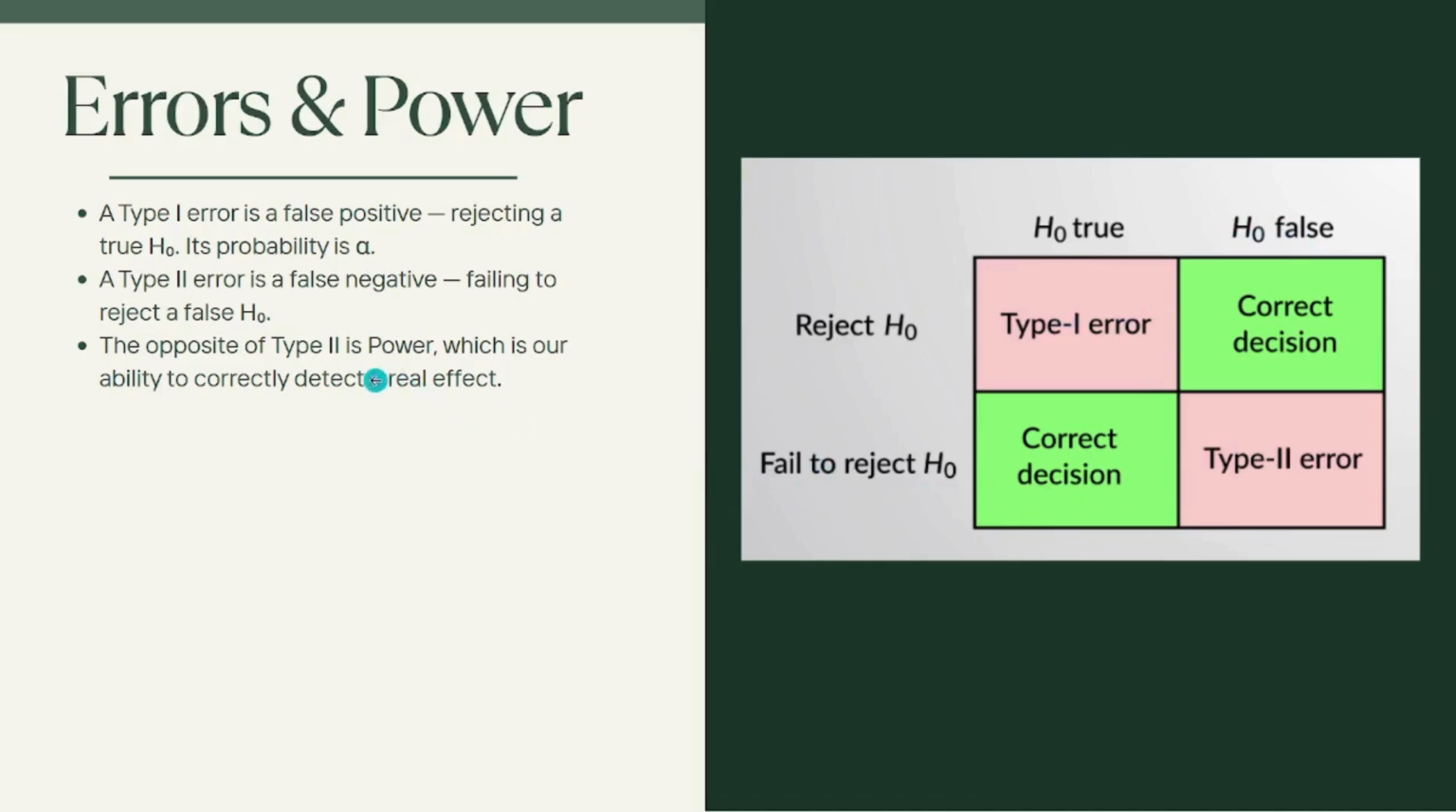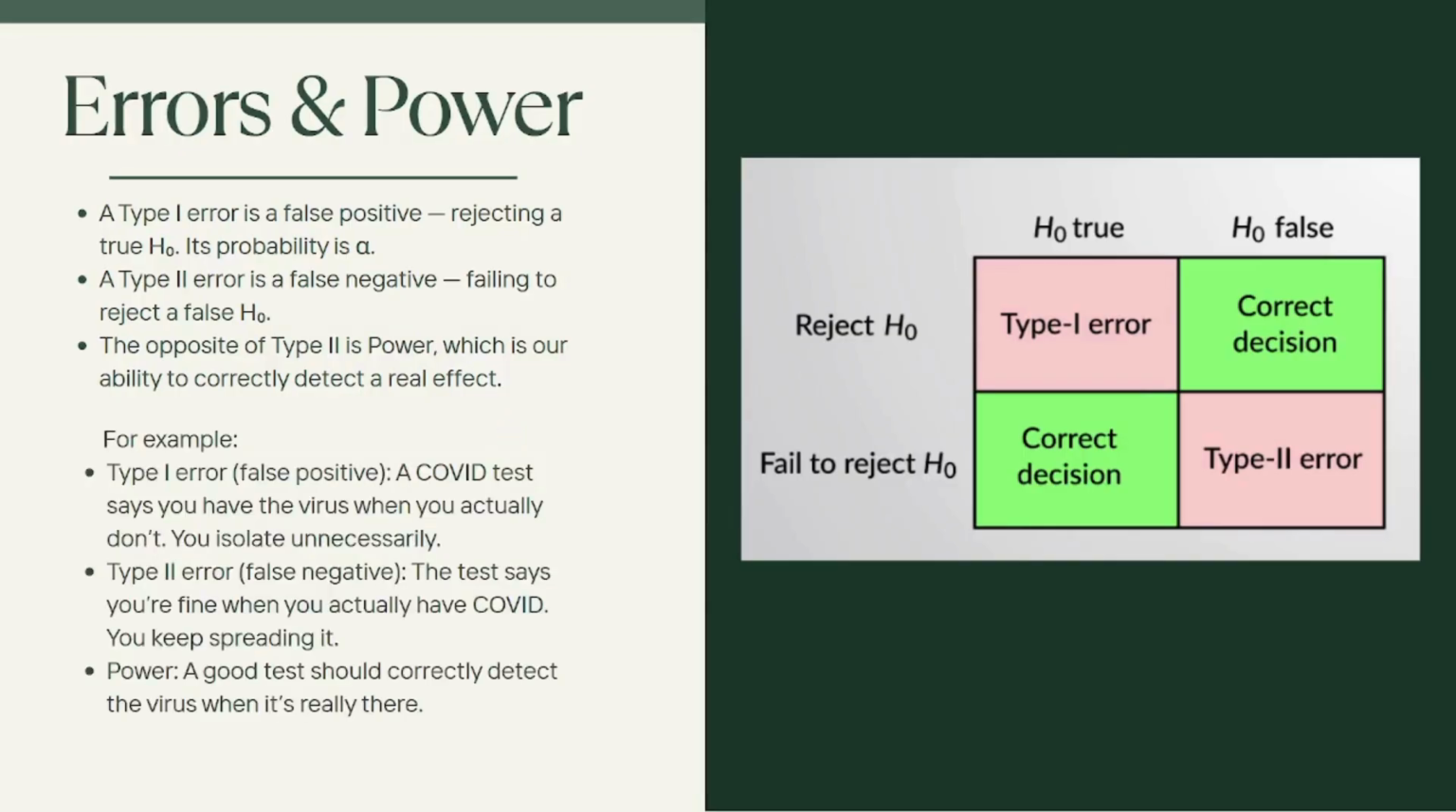And power is the opposite of type 2 error. We basically say that if our test is good enough, then there shouldn't be any error in the first place. We shouldn't fail to reject our H0 when it's false, because the test already detects it and rejects H0.